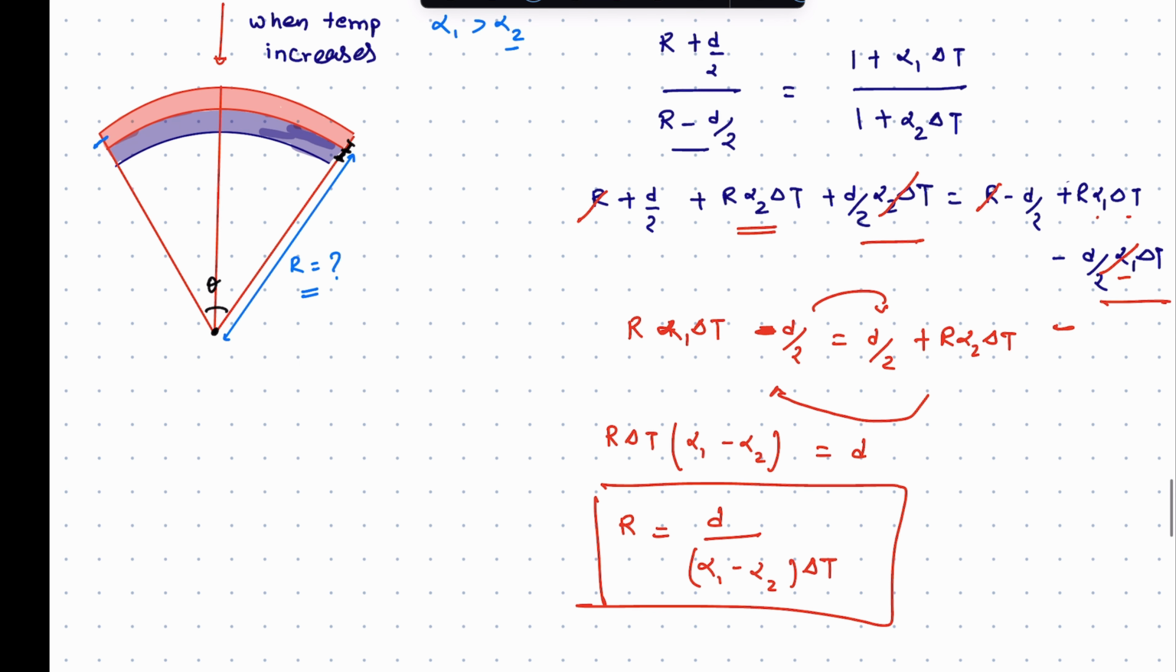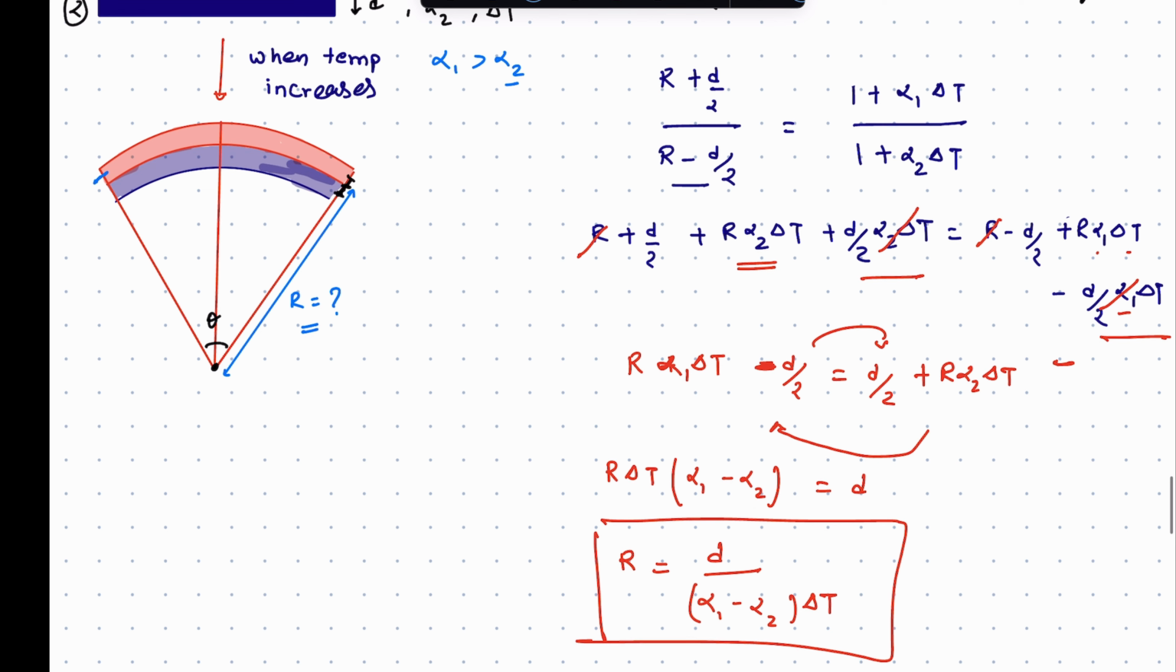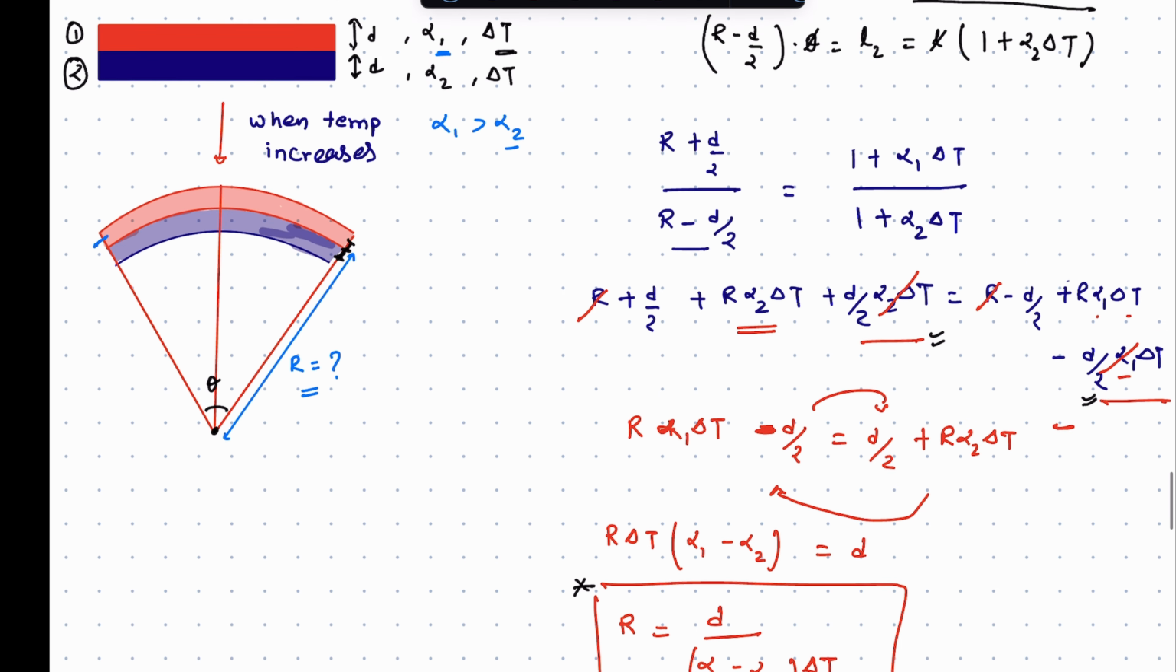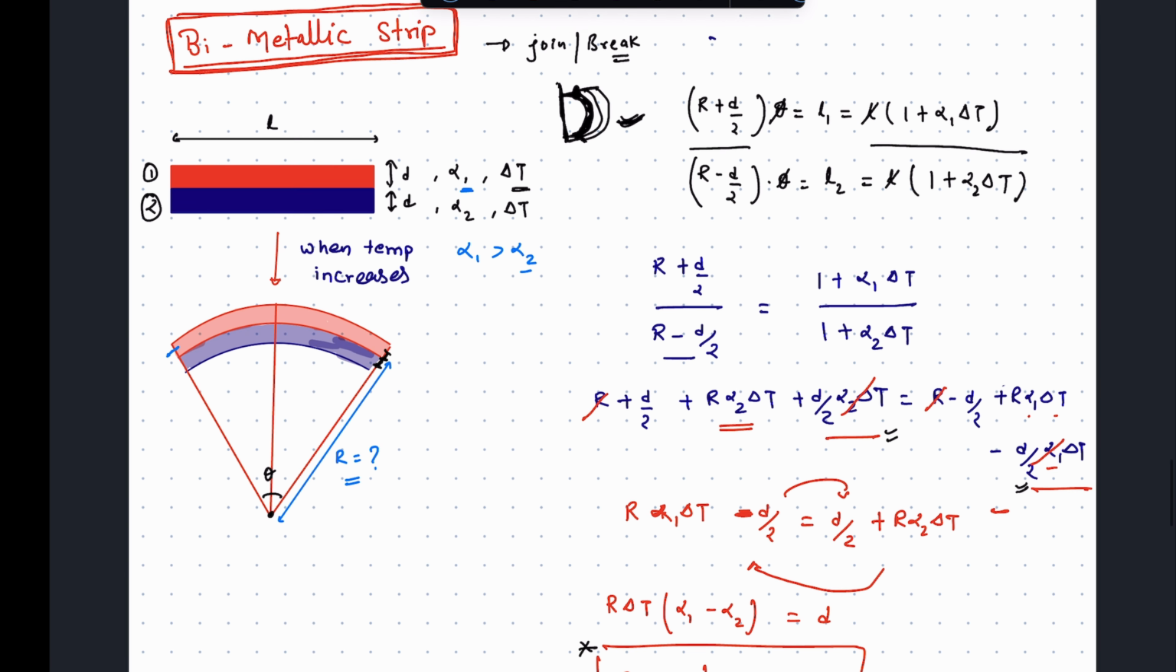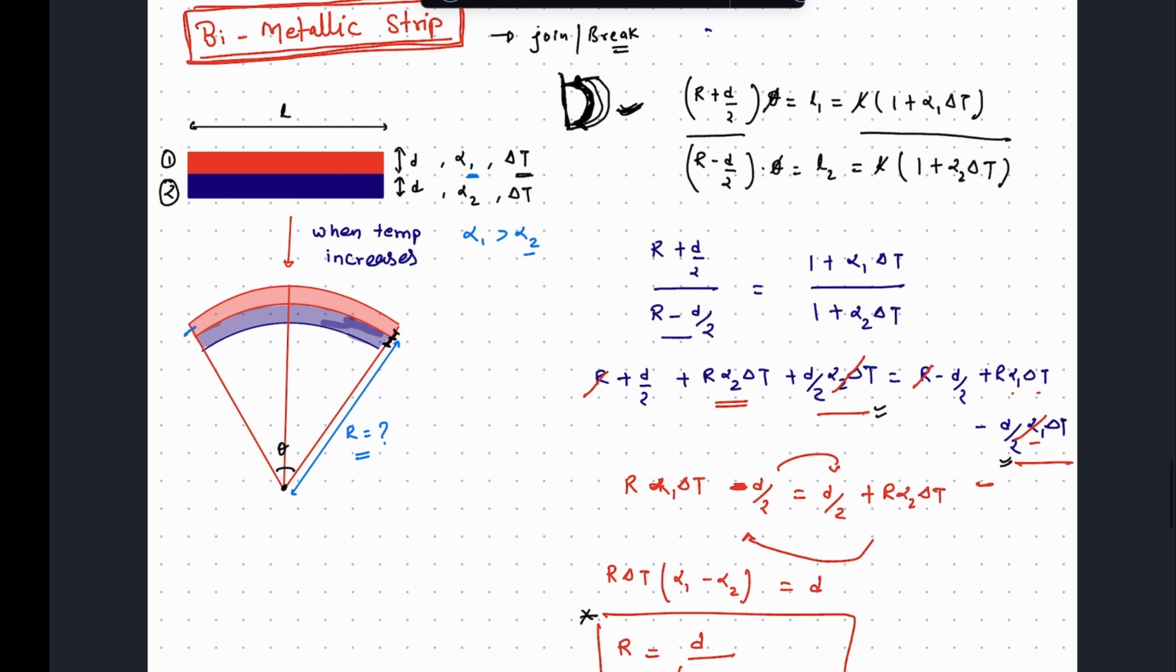Okay, this is how we get this radius of curvature. Right now this would be the radius of curvature. Here we have taken an approximation, this we have taken as negligible. Sometimes this formula we can directly use in competitive exams to find out the radius of curvature. So this is our bimetallic strip. Hope you understood this concept of the bimetallic strip.